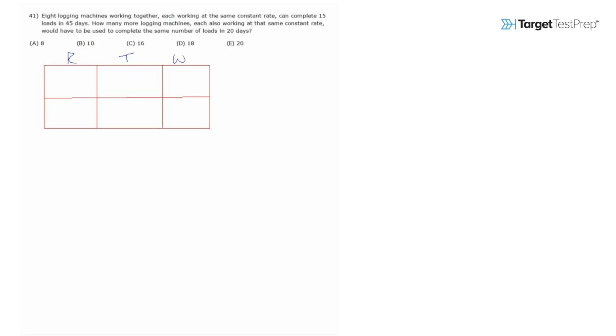So what I do is I have my rate, my time, my work. I notice that I have 8 logging machines here for the first row, and then I have X logging machines here for the bottom row. Now, we are given that 8 logging machines can complete 15 loads in 45 days. So that's 15 over 45, and that gives you 1/3 as a rate.